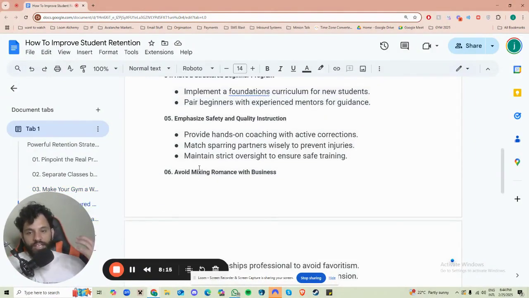So the next point is we want to emphasize safety and quality instruction, right? So hands-on coaching. You don't just want to do a demo then vanish. You want to walk around and make sure your students are drilling with correct technique, with correct pointers, right? It keeps not only everyone safe because it stops people from doing the wrong technique, but it shows you care, right? And that's ultimately why people stay.